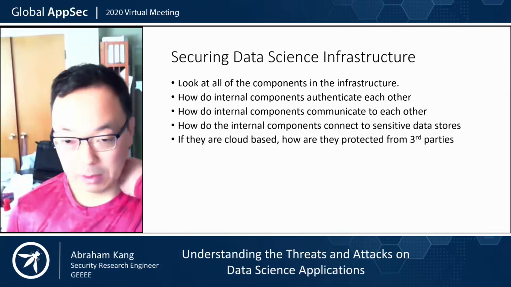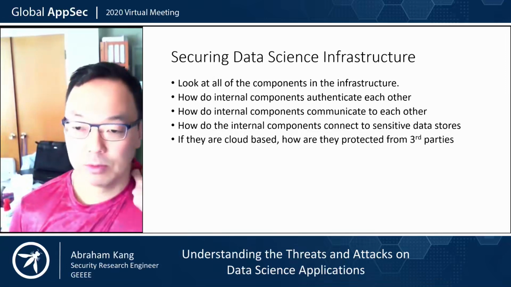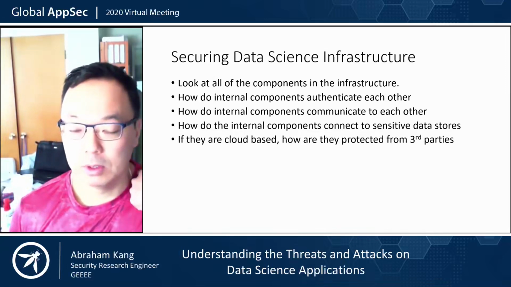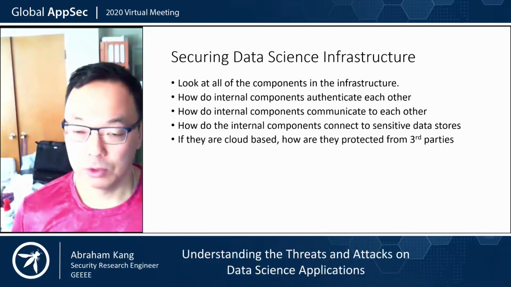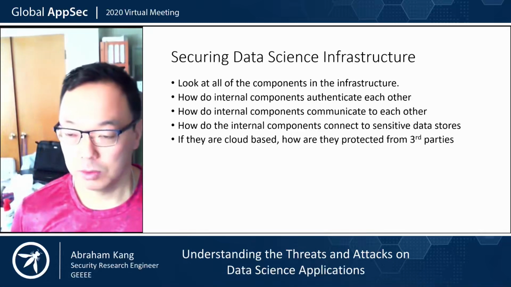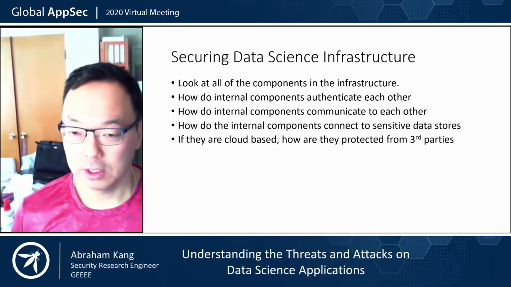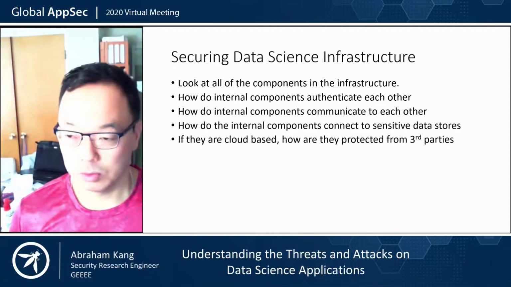If your components are cloud-based, how are they protected from third parties? What type of security measures are you using for your Kinesis or Kafka in the cloud? And how are they protected? What are your security groups? How are they configured?